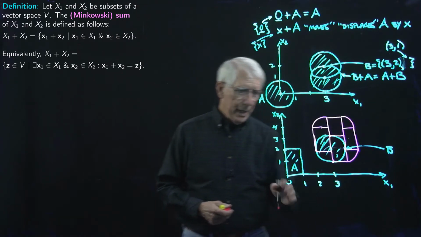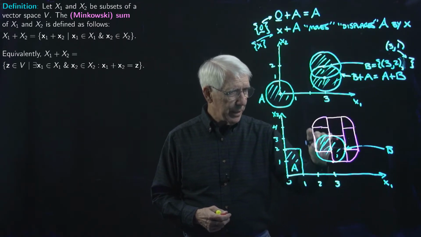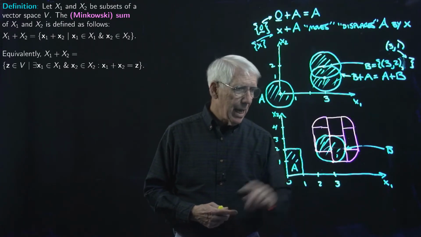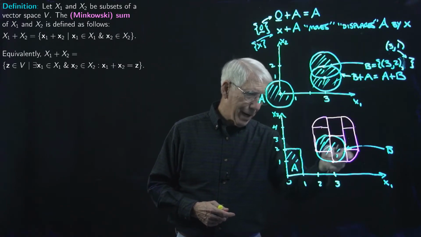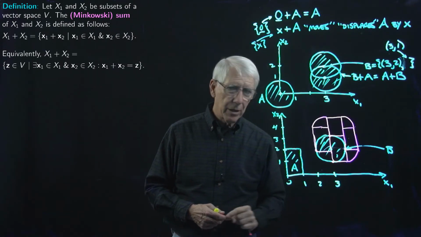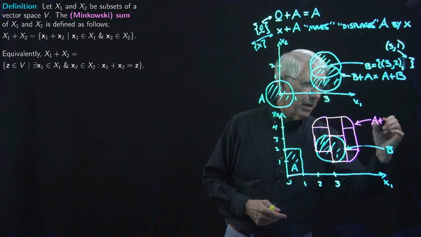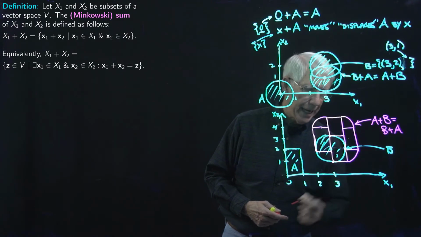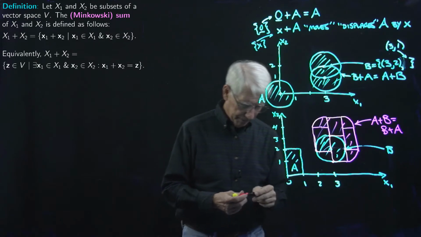So when I add A to each of the vectors in the set B, I get this kind of funny shaped rectangle with rounded edges, rounded corners, and this is A plus B, which again we'll write B plus A as well. And so it's everything in here.